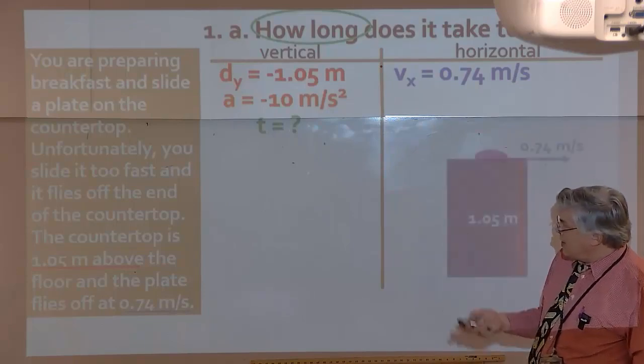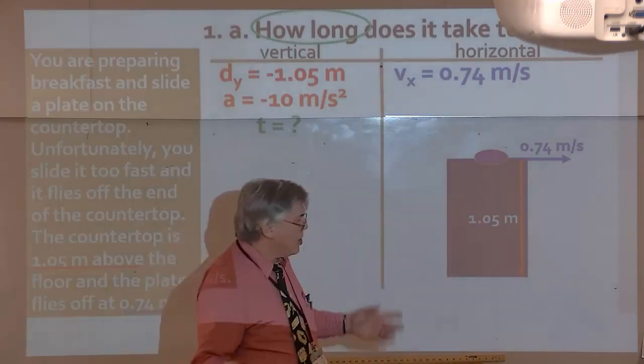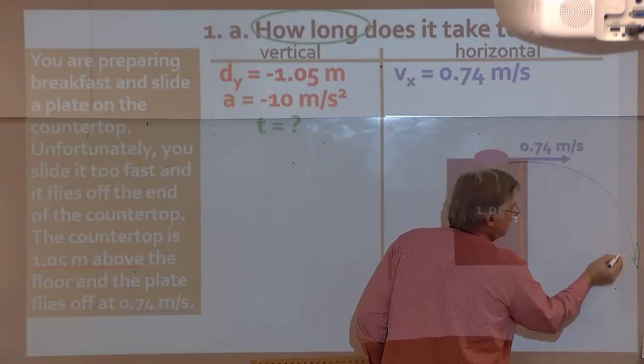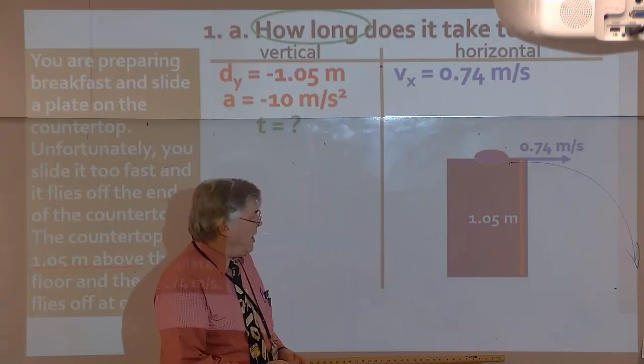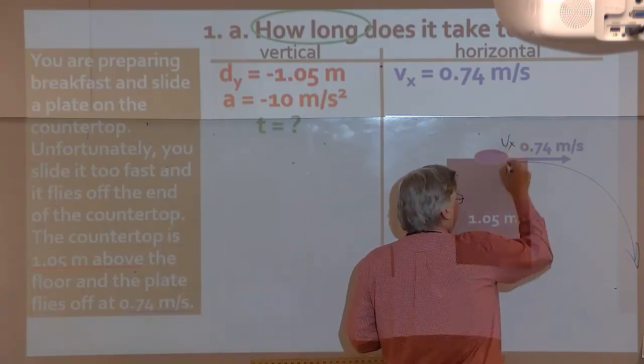So I do have an equation. The first thing I did was I drew a picture before I started all this, and I moved it over here. So our picture basically is showing that, right? And we've got all our measurements here. We've got our Vx, and we've got our dy.